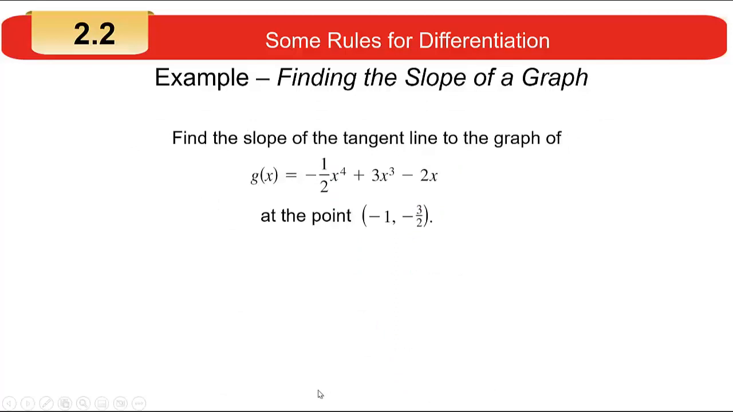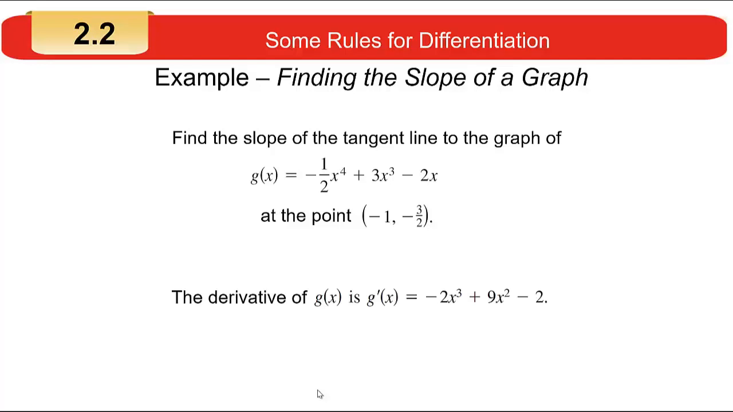Find the slope of the tangent line to the graph of g of x equals minus 1/2 x to the fourth plus 3x cubed minus 2x at the point minus 1 comma minus 3/2. So here we're asked to find the slope of a tangent line to another graph. Again, the logic goes, the slope of the tangent line is found by doing the derivative. So the first thing we want to do is take the derivative of that g function.